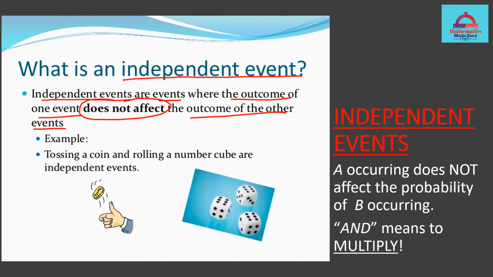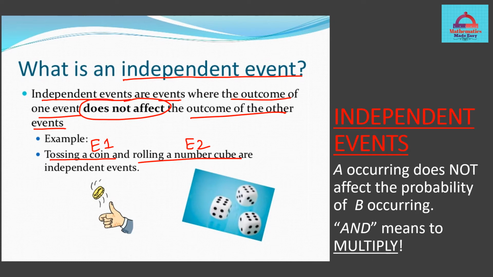For example, you are tossing a coin, that's your first event, and you're also simultaneously rolling a number cube, that's your second event. Now, in these two events, in one you're tossing the coin, in the other you are rolling a die, a number cube. So both are different events, and they don't have any common relationship with each other.